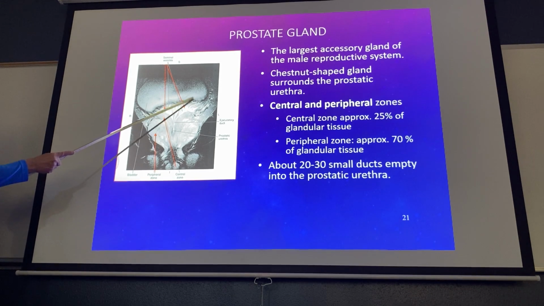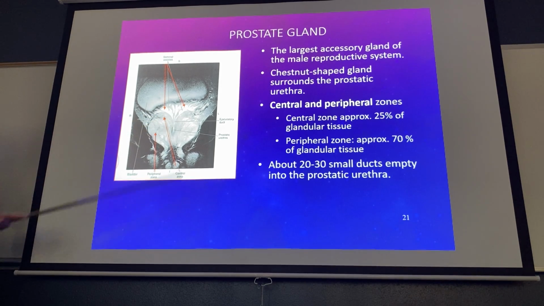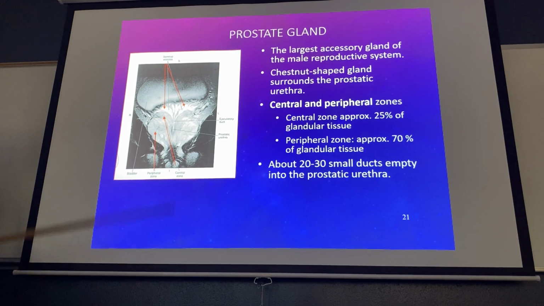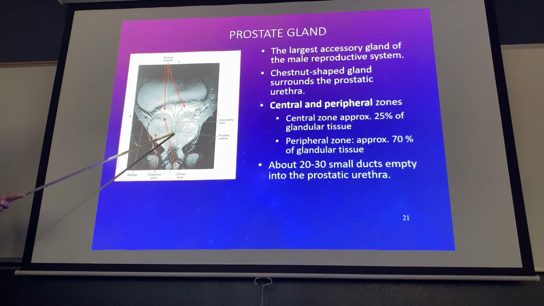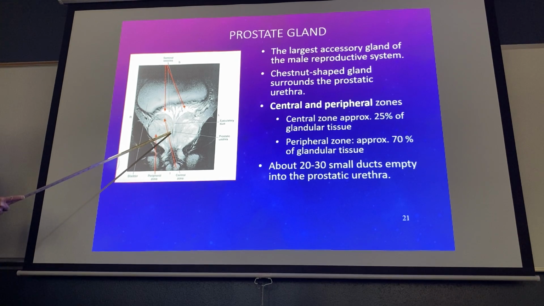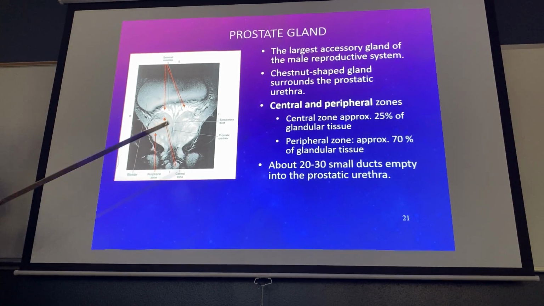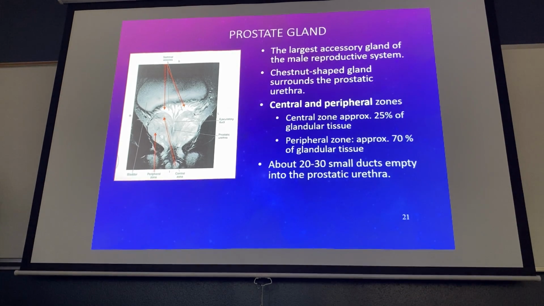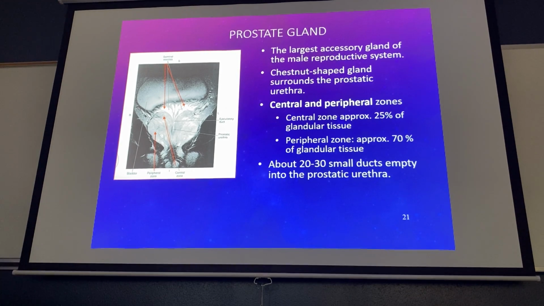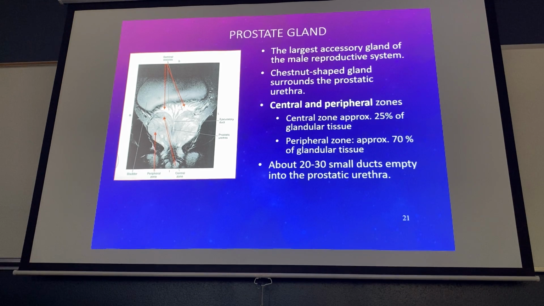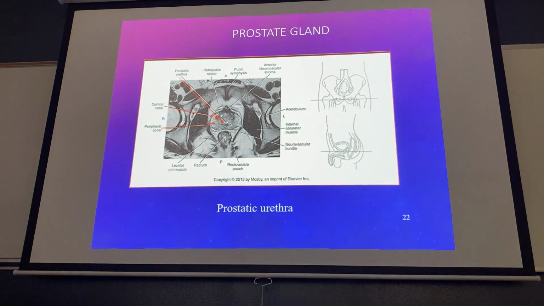Here are the seminal vesicles right over here. Again, they're not really too involved unless there's metastasis. And then right down the middle is going to be your prostatic urethra. Again, based on hypertrophy of the prostate, you can cut down flow, and once again, that could be an issue. That could be normal BPH, or it could be due to cancer from that perspective.